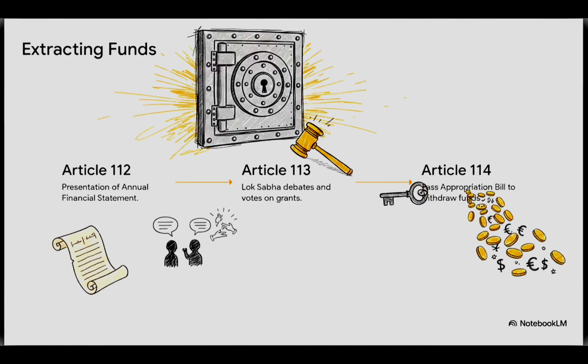So let's say the government actually wants to spend some of that money. They can't just swing open the vault doors. There is an exact chronological flow to extract cash from the consolidated fund. Step 1. The annual financial statement is presented under Article 112. Step 2. The Lok Sabha debates and actually votes on the demands for grants under Article 113, and they have the power to approve or even reduce the requested amounts. But here's the kicker. Even after voting, that money is still locked. Step 3. The government must pass an appropriation bill under Article 114 to get the actual legal authority to finally withdraw those funds. It's a highly meticulous three-step lock-and-key mechanism.